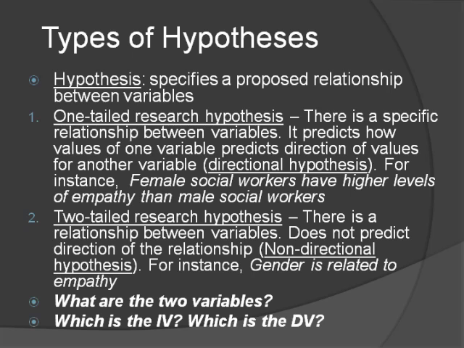But we have what's also known as a two-tailed research hypothesis, which specifies that there's a relationship between the variables, but it doesn't actually predict the direction of the relationship. This is also known as a non-directional hypothesis. An example that corresponds to our previous example might be gender is related to empathy, or gender is related to levels of empathy. We're working with the same variables, but we are not specifying the direction of the hypothesis itself. So either one of these would be acceptable for researchers and are often used by different researchers.